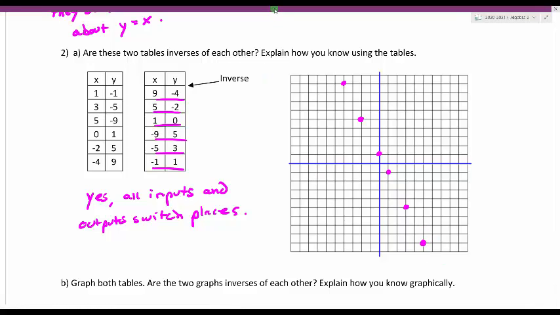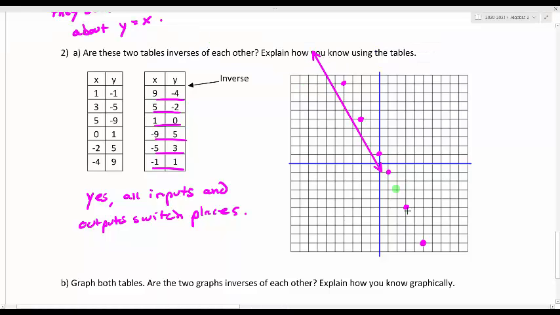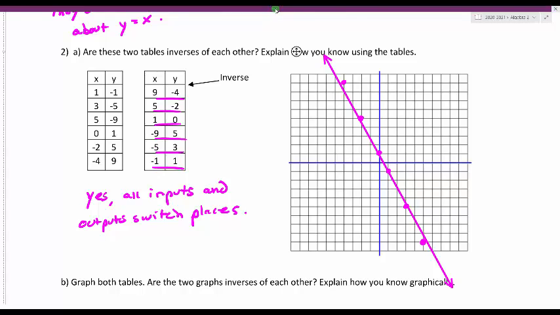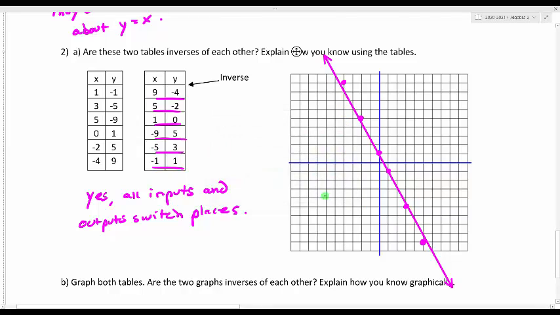It formed a line. So I'm going to grab my line tool. I'm going to draw a nice straight line through those points. Okay, so I got my line graph there, and then I'm going to change colors here. I'm going to graph the inverse table that I have. So let's do that one in blue. See what it looks like.